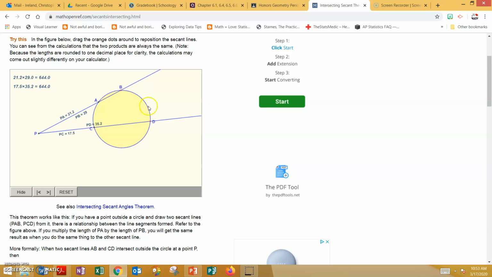So I can move this a lot of different ways, and you're going to notice that that product never changes. I believe I can move this and change the size of this. I can't do that. What? Hopefully you guys can see that point and that property.